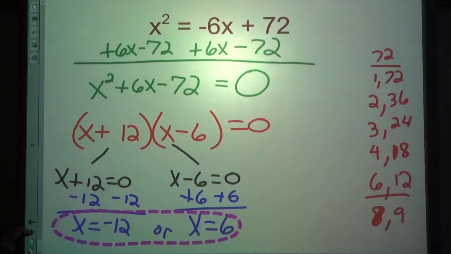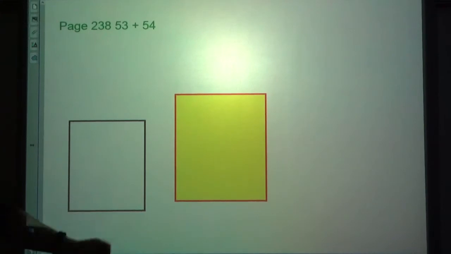All right, next example. This is from the Algebra 2 book that we have. And I need to take mine out so I can look at it. All right, page 238. On page 238, it gives me an example, and it says 53.